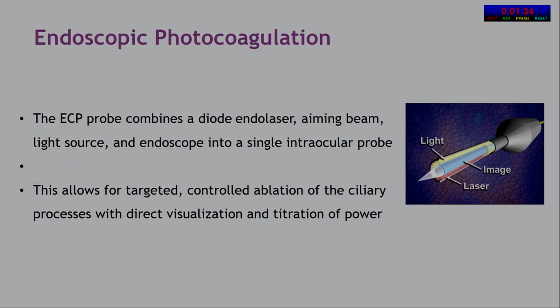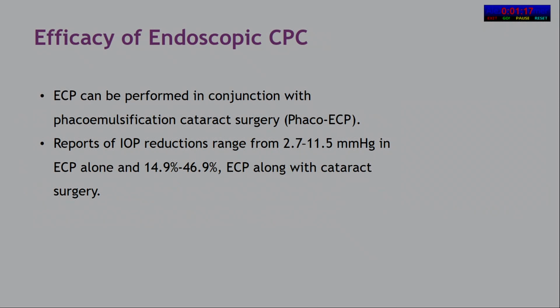Visualize it. And the ECP probe made by a certain company is actually an expensive machine, which combines a diode endolaser, an aiming beam, a light source, and an endoscope into one single probe. The single probe, which has all of this in one, allows for a targeted, controlled ablation of the ciliary process, direct visualization, and titration of the power. The ECP can be combined with phacoemulsification surgery. There are many publications on this.